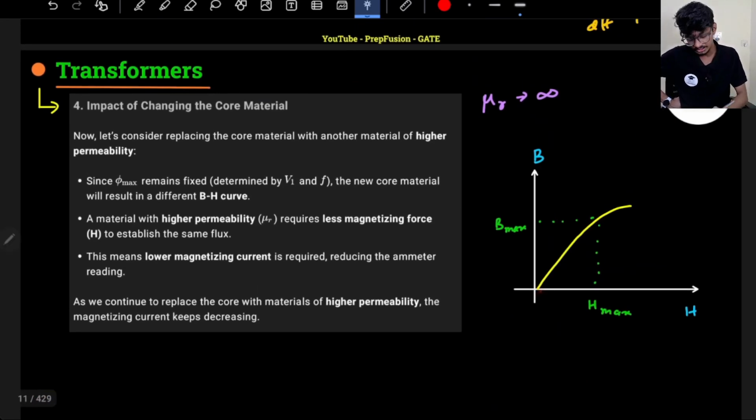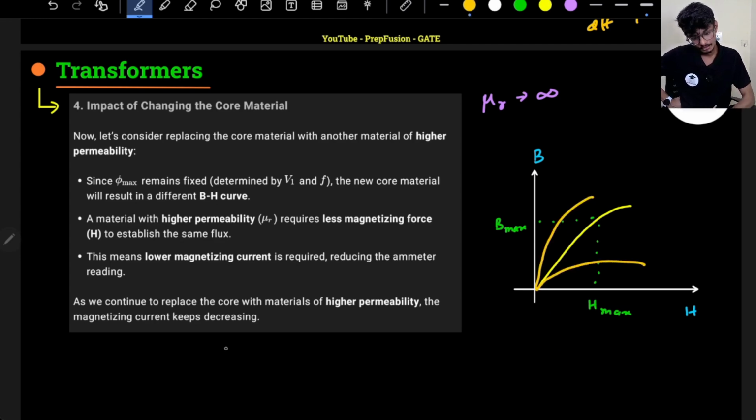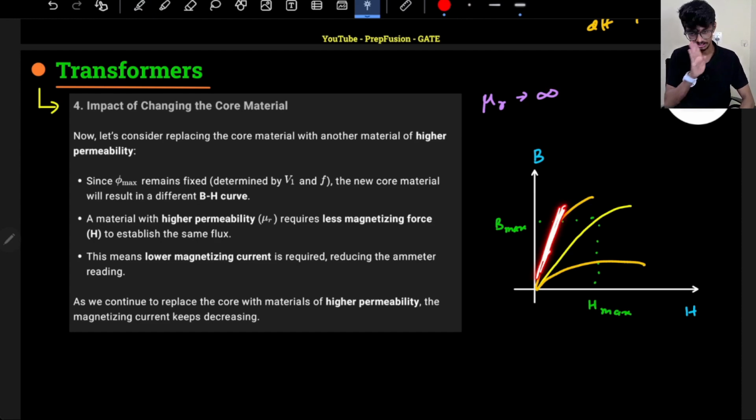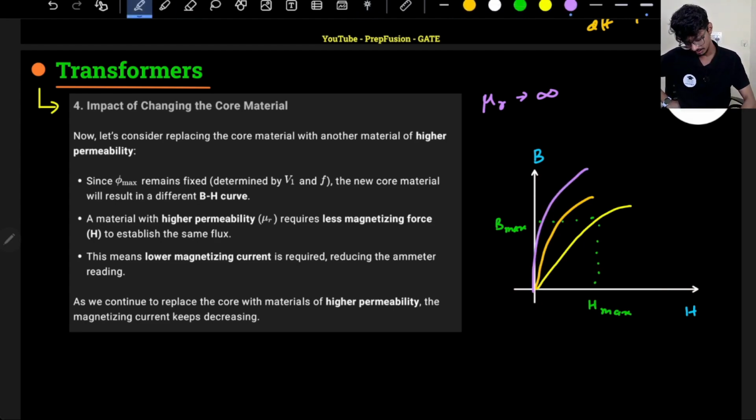Which side will this graph move? Pause the video and tell me, if I am increasing my permeability, will my graph go here or here? Permeability is the slope of this graph. If I measure the slope here, it is higher. If I measure the slope here, it is going parallel to the x-axis, that is, slope is almost 0. Of course, if I keep on increasing on the top side, the slope is increasing. So my graph will go on the top side, like this and like this.